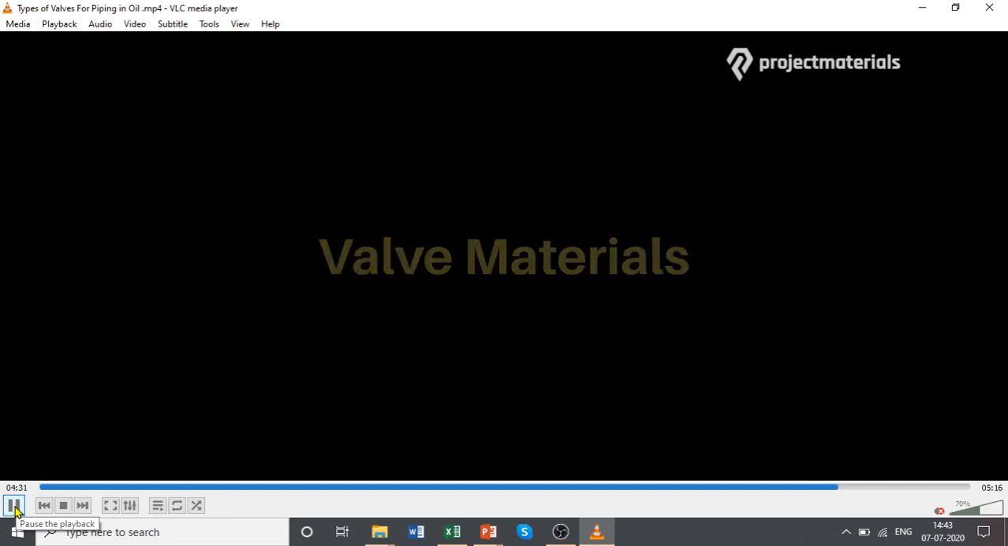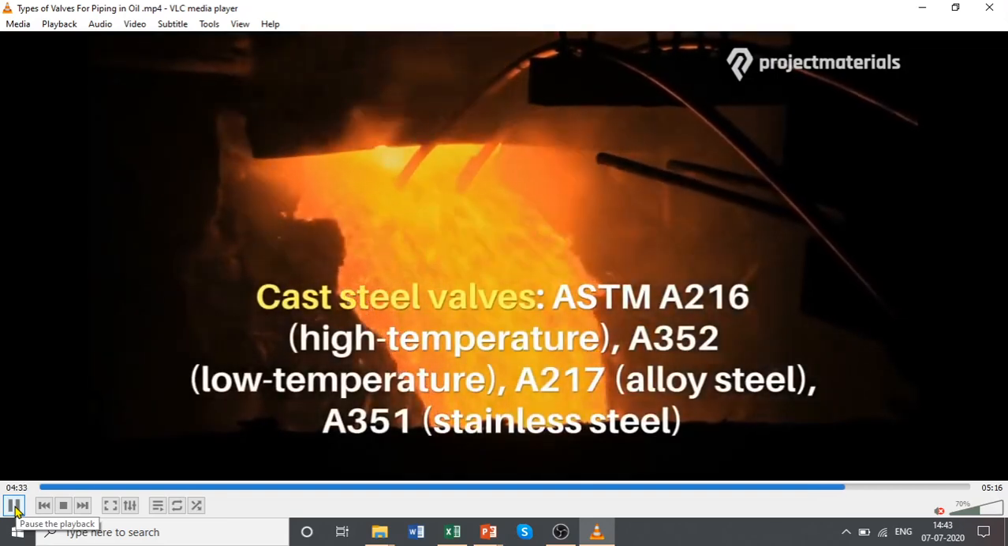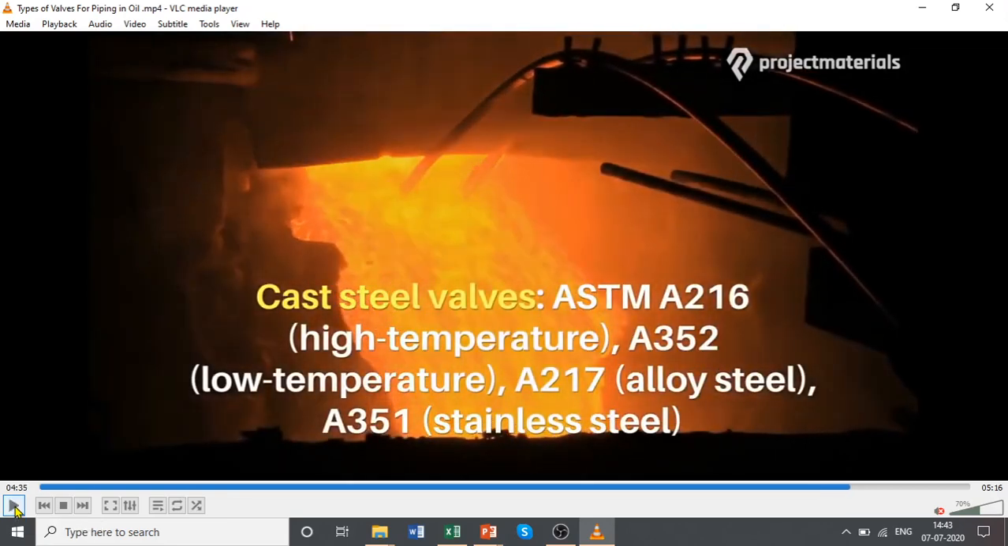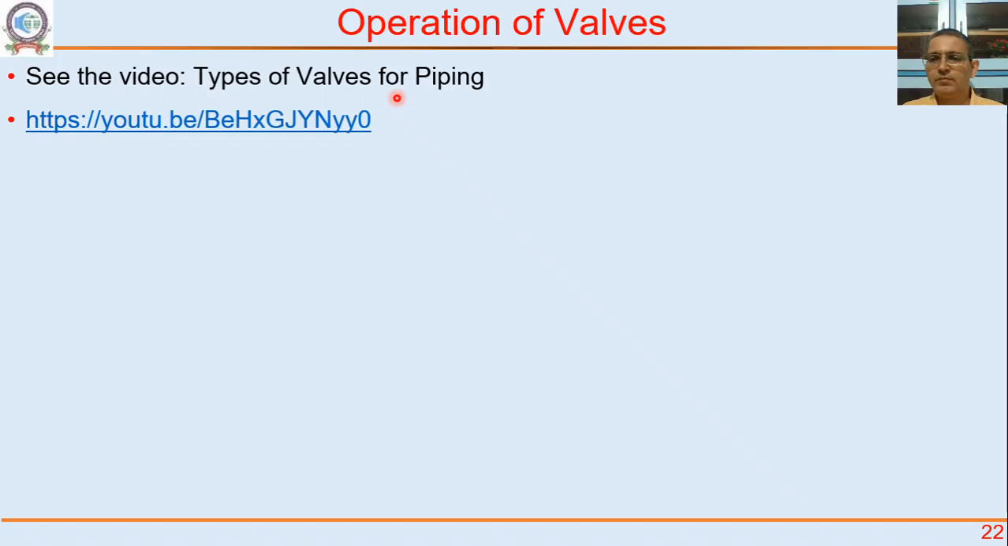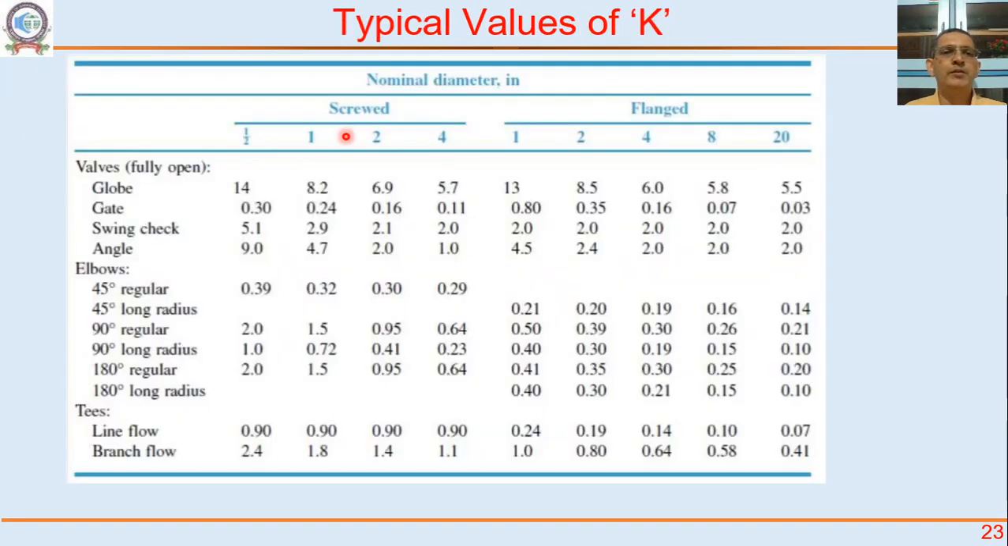Materials, you can be steel. So this is more now a little bit in terms of material of that valve, but okay, so you can see this video later on as well whenever it's convenient. So these head loss coefficients are typically reported for different types of valves.